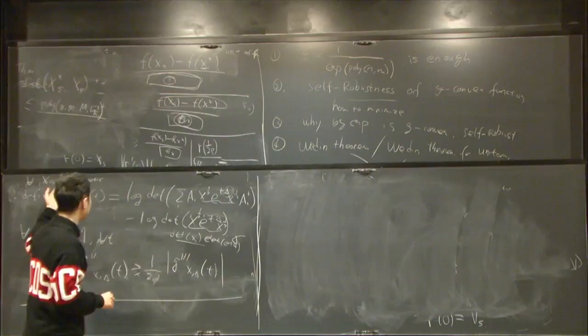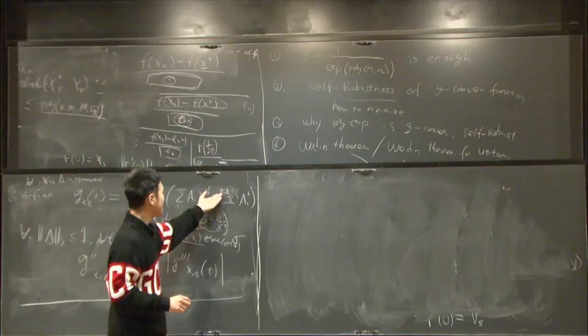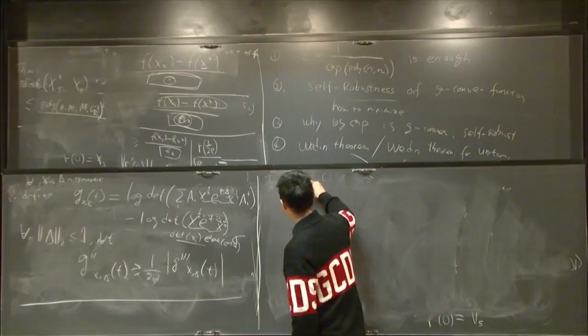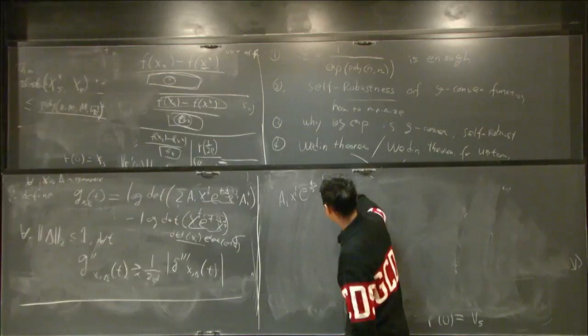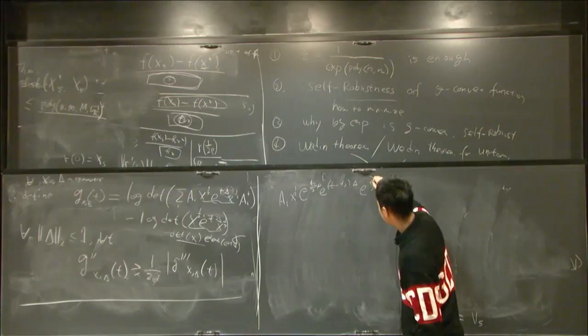And also the for all t is not really needed because I can rewrite it as a_i times e to the half t_0 delta, x^(1/2) e to the (t minus t_0) times delta, e to the half t_0 delta, and then times x^(1/2) a_i dagger.